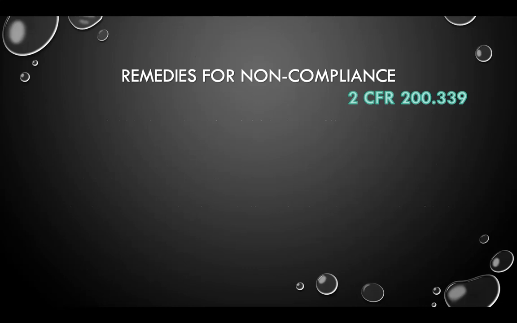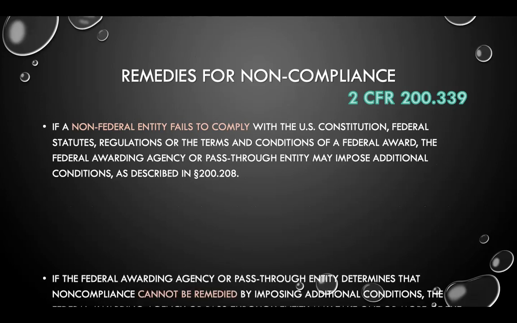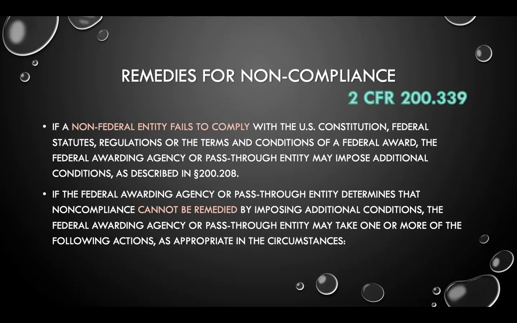Remedies for noncompliance are described in 2 CFR 200.339. If a non-federal entity fails to comply with the U.S. Constitution, federal statutes, regulations, or the terms and conditions of a federal award, the federal awarding agency or pass-through entity may impose additional conditions as described in 2 CFR 200.208. If the federal awarding agency or pass-through entity determines that noncompliance cannot be remedied by imposing additional conditions, the federal awarding agency or pass-through entity may take one or more of the following actions as appropriate in the circumstances.